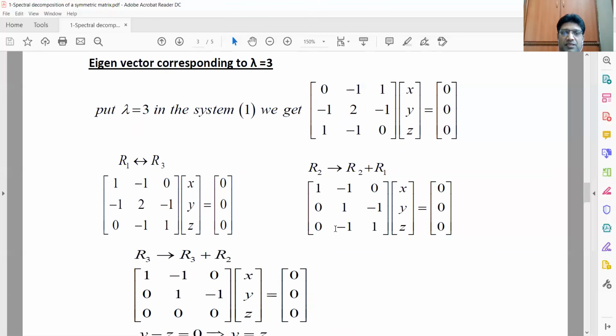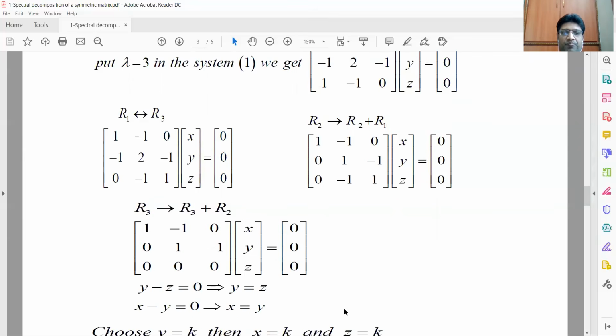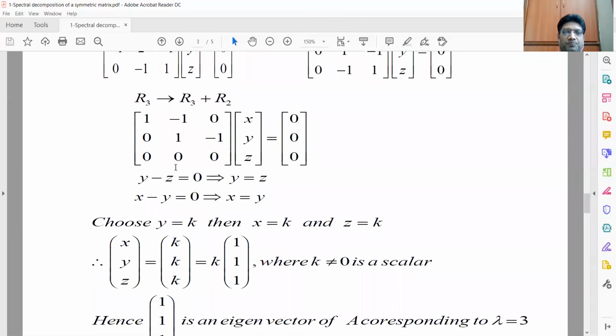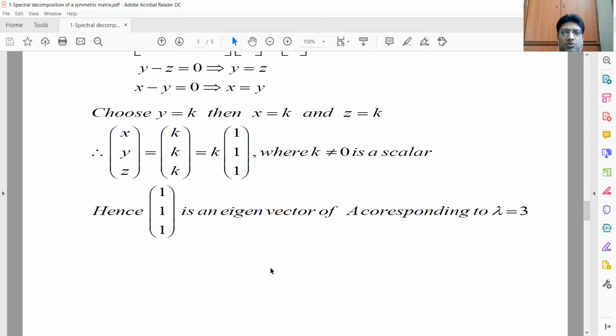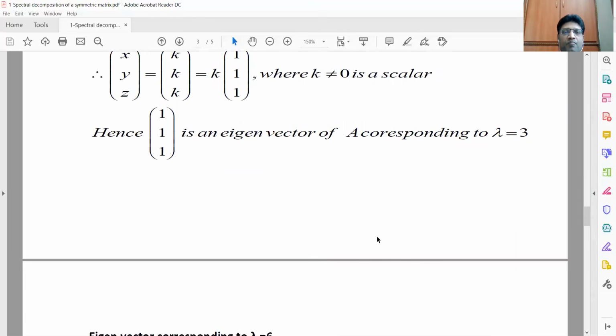Now I have to make this entry 0, so I am adding R3 with R2. 1 minus 1 is 0, 1 minus 1 is 0, 0. Now by back substitution, y minus z is 0, this implies y is z, and x minus y equals 0 implies x equals y. So I select y is k, therefore x is k and z is k. Taking k outside, k is not equal to 0. I select k is 1, therefore I got the second eigenvector.